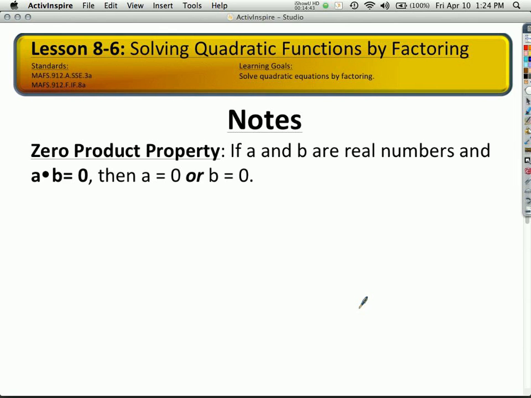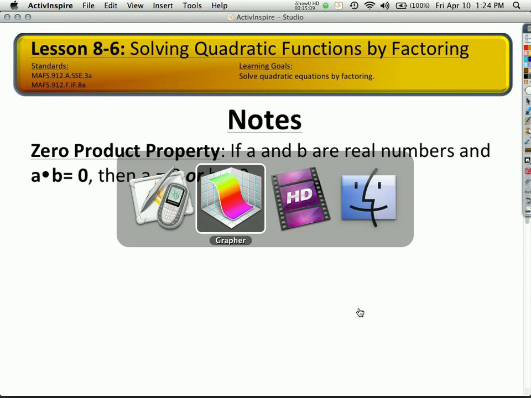Up until this moment, the only way you know of to find solutions to a quadratic is by looking at its graph. The only way you know to do it is if I give you a graph or you draw a graph, look for where the parabola crosses the x-axis, and you find your solution. So let me show you what I mean.